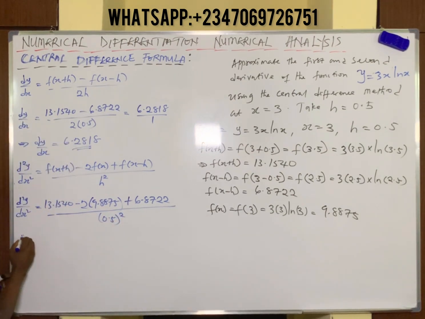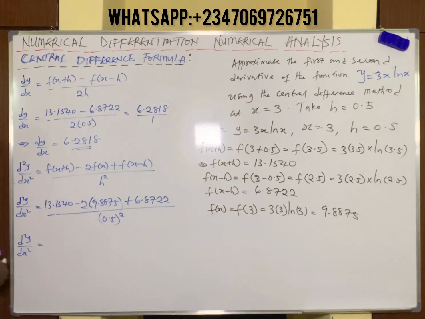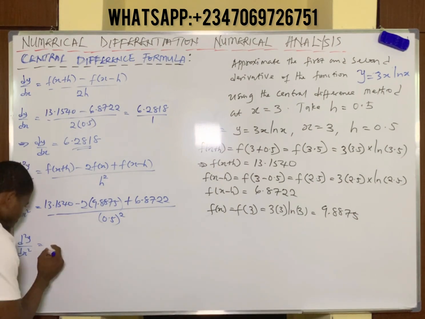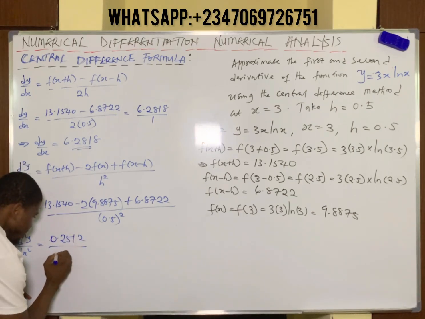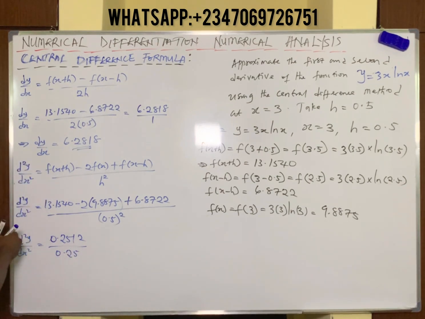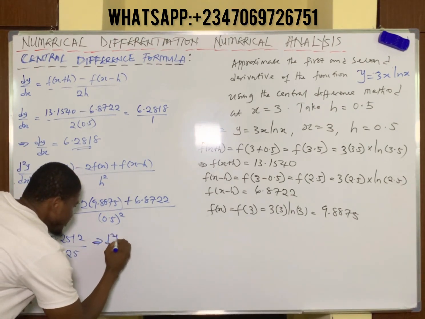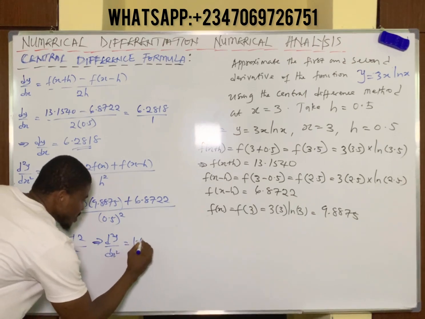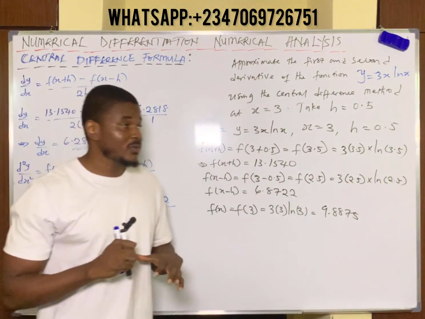So d squared y over dx squared is going to be equal to, so I will simply evaluate everything at the numerator. Do well to punch along to avoid calculation errors. So everything at the numerator gives us 0.2512. 0.2512 divided by 0.5 squared, which is 0.25, simply gives us 1.0048. So this implies that our double derivative, d squared y over dx squared, equals 1.0048 using the central difference approximation method. Okay, so that's it for the first question.